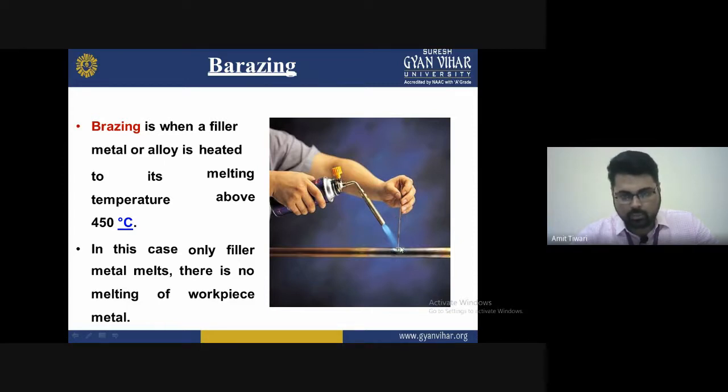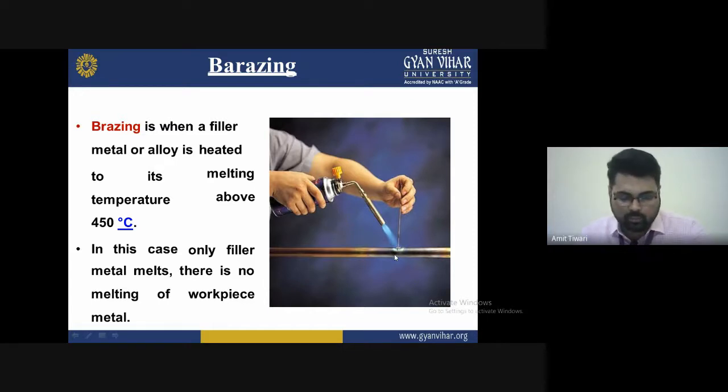You keep the filler metal on the surface of the joint, and you pass hot air at approximately 450 degrees Celsius, and the filler metal melts and fills all the empty area, and the joining is done. In this case, only the filler metal melts. There is no melting of the workpiece metal. Only the filler metal is melted.